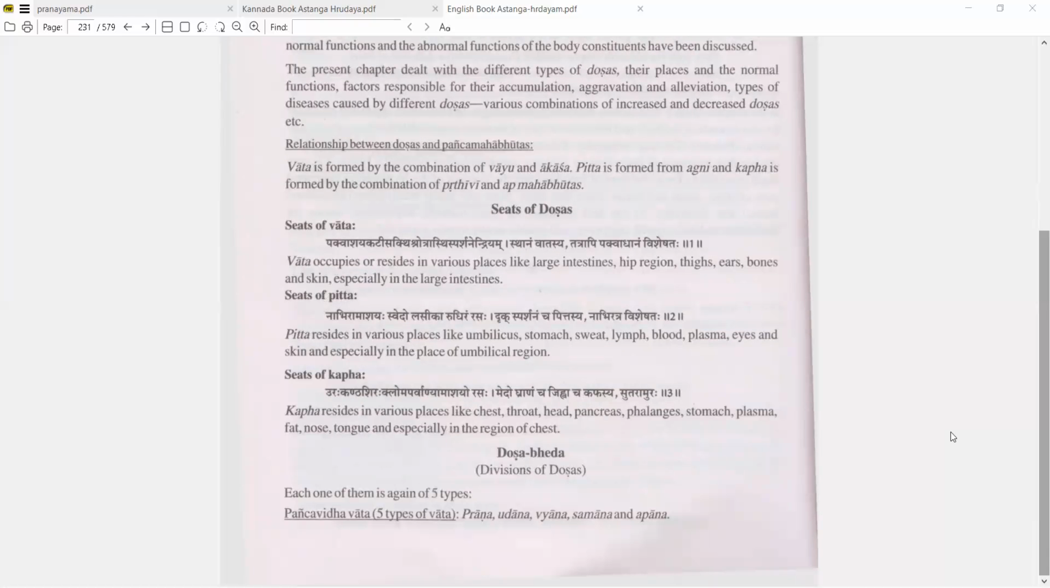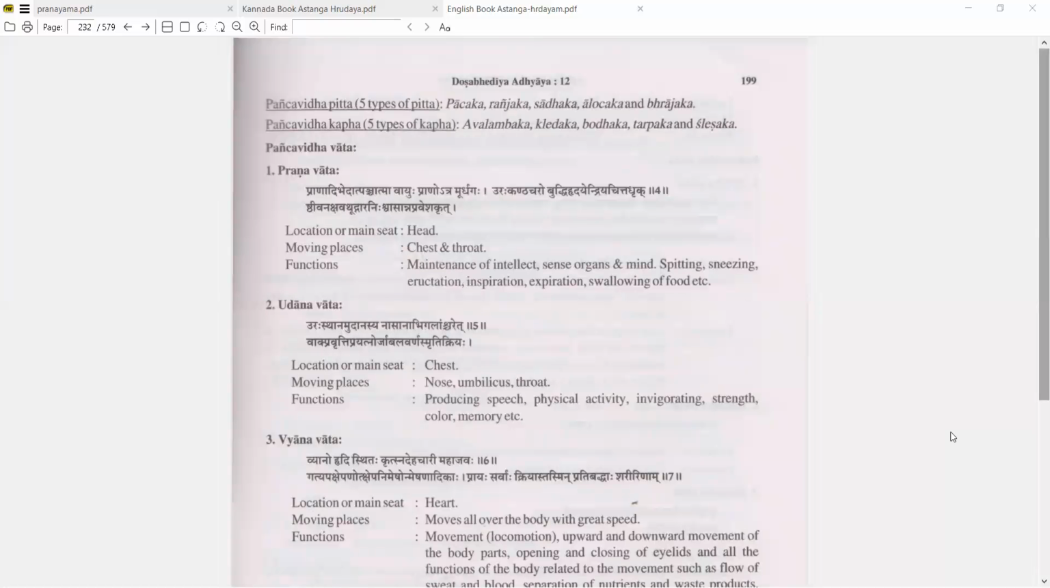Dosha Bheda. Each one of them is again of 5 types. Panchavida Vata, 5 types of Vata: Prana, Udana, Vyana, Samana, and Apana. Panchavida Pitta, 5 types of Pitta: Pachaka, Ranjaka, Sadhaka, Alochaka, and Bhrajaka Pitta. Panchavida Kapha, 5 types of Kapha: Avalambaka, Kledaka, Bodhaka, Tarpaka, and Shleshaka.